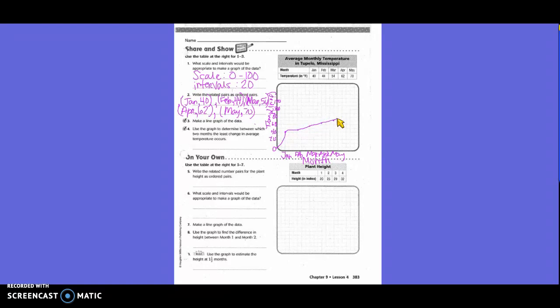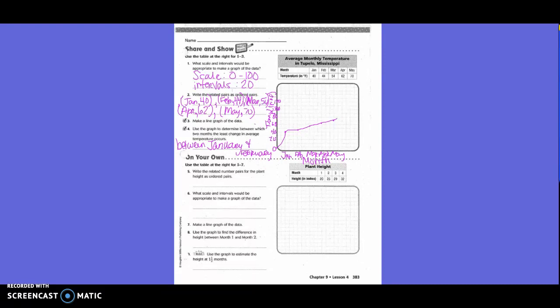So using the graph to determine between which 2 months the least change in average temperature occurs. So where was the least amount of change? In February. From January and February, right? So between January and February.